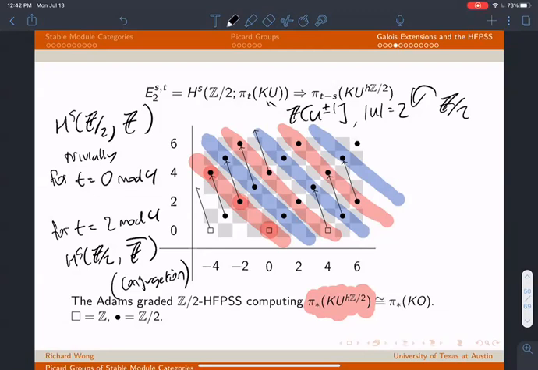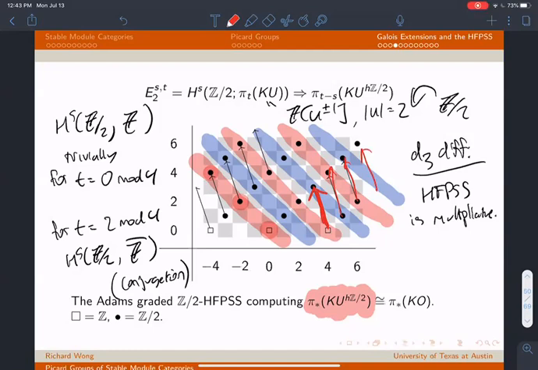So that's what the E2 page looks like. And you need to do some kind of geometric argument to understand the differentials. It turns out the d3 differential is the only non-trivial one. And moreover, the homotopy fixed point spectral sequence is multiplicative. So once you compute, for example, this red d3 differential, then it propagates through the rest of the spectral sequence.